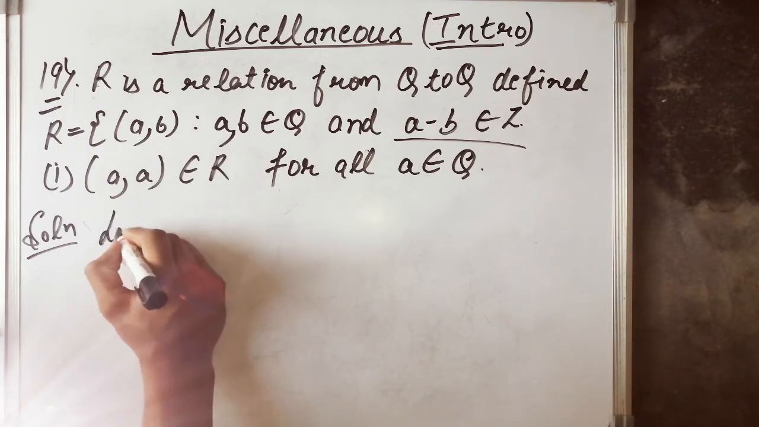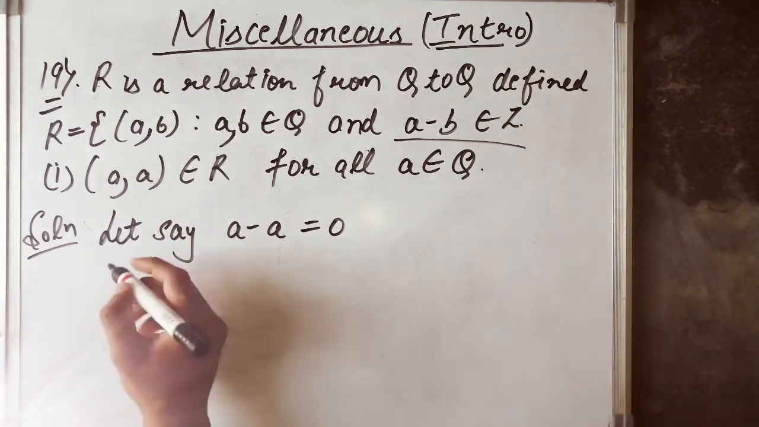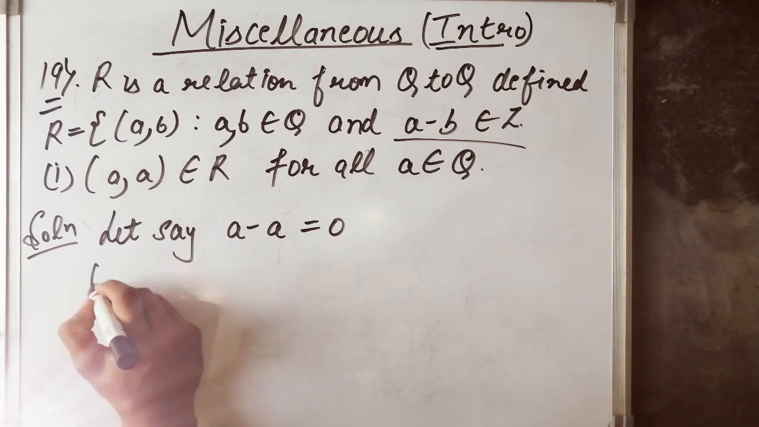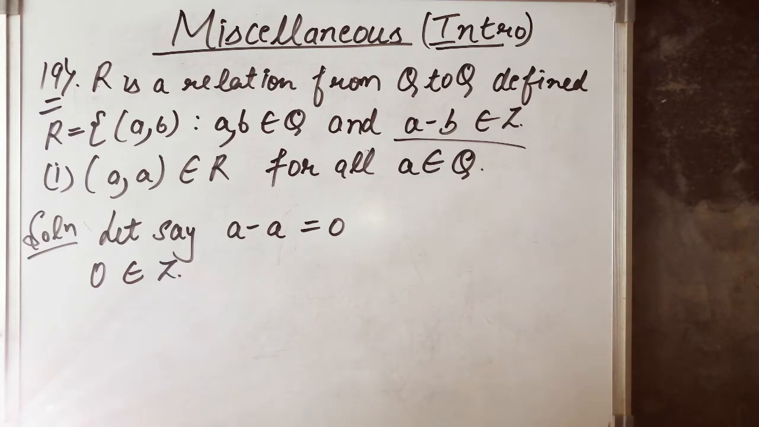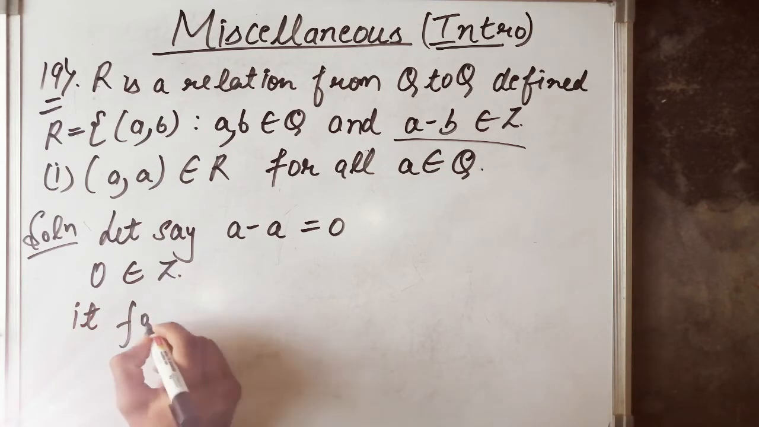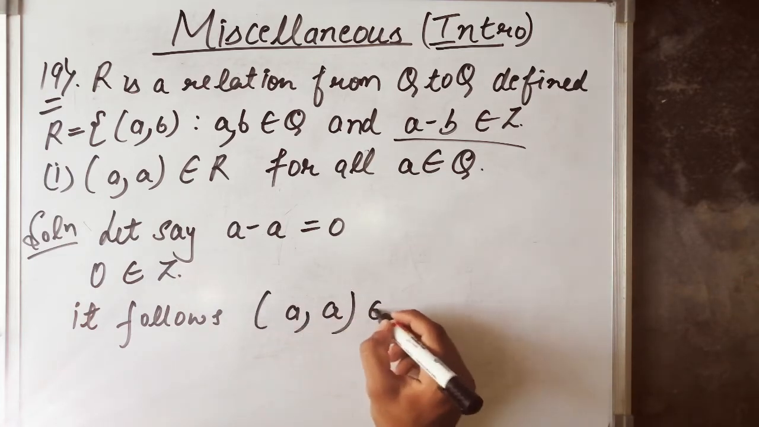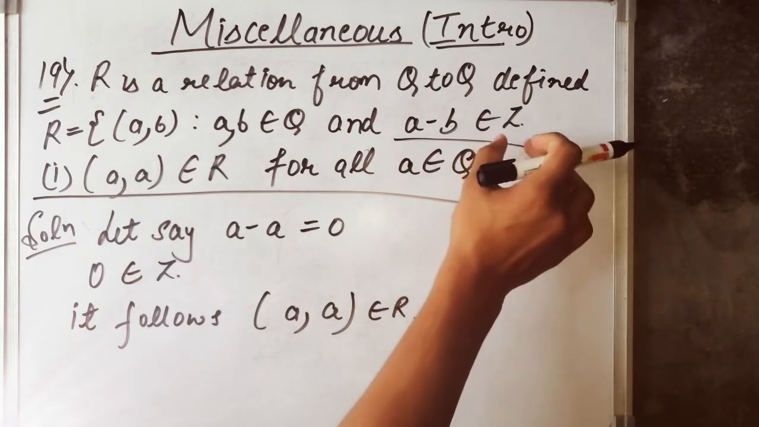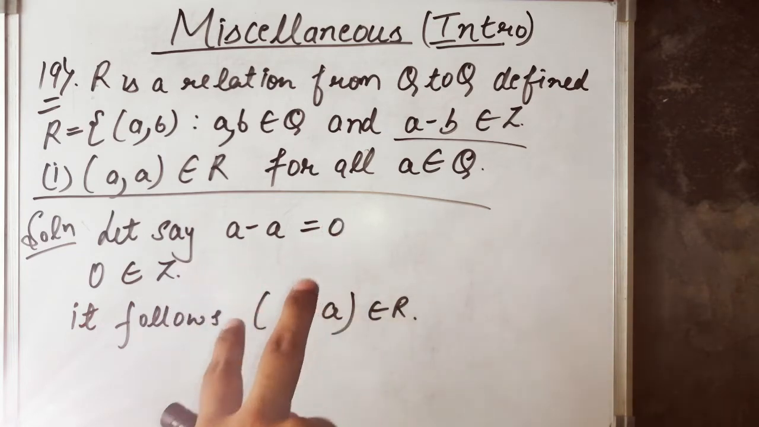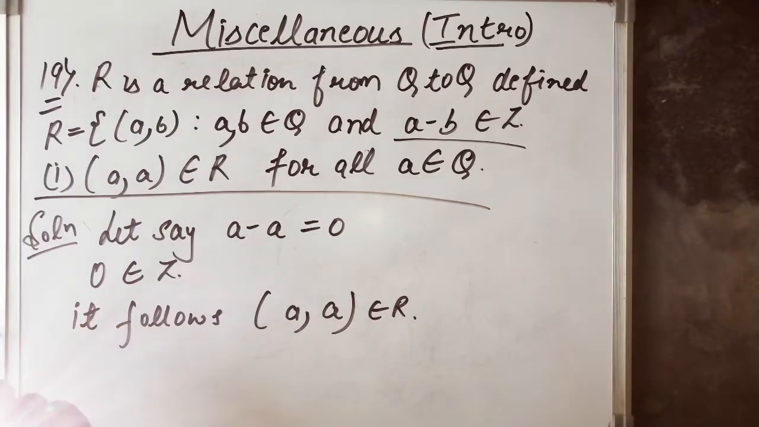Let's say a minus a equals 0, and 0 belongs to the set of integers, and it follows that (a, a) belongs to R. What we need to show is that (a, a) belongs to R. We have taken two numbers a, and after subtracting them, a minus a, we got 0, and 0 belongs to the integers. Thus we can also say that (a, a) belongs to R. This was the solution of the first part of the 19th question.